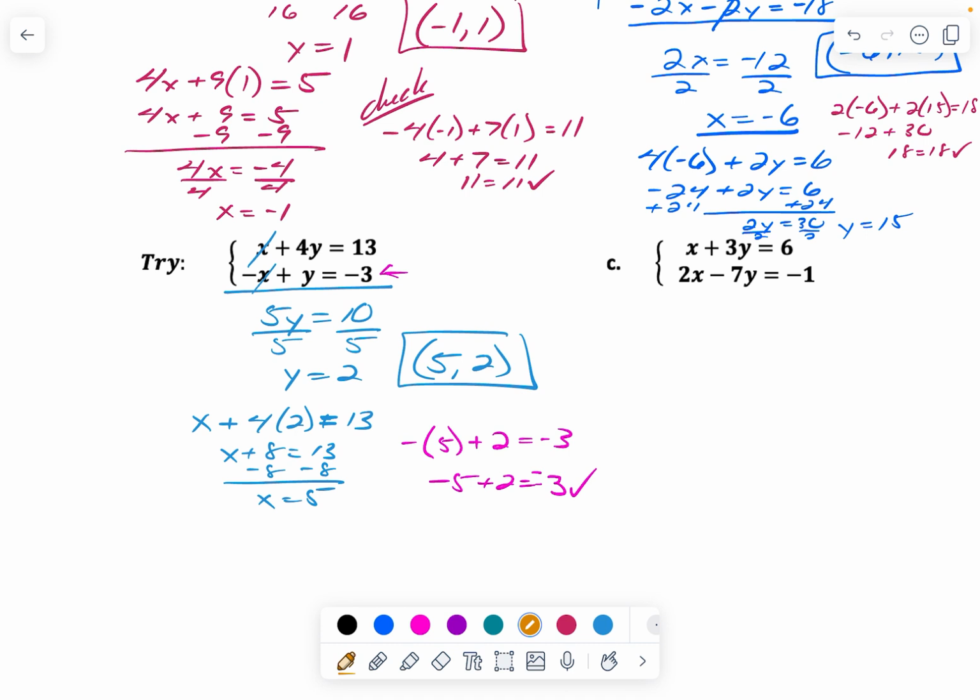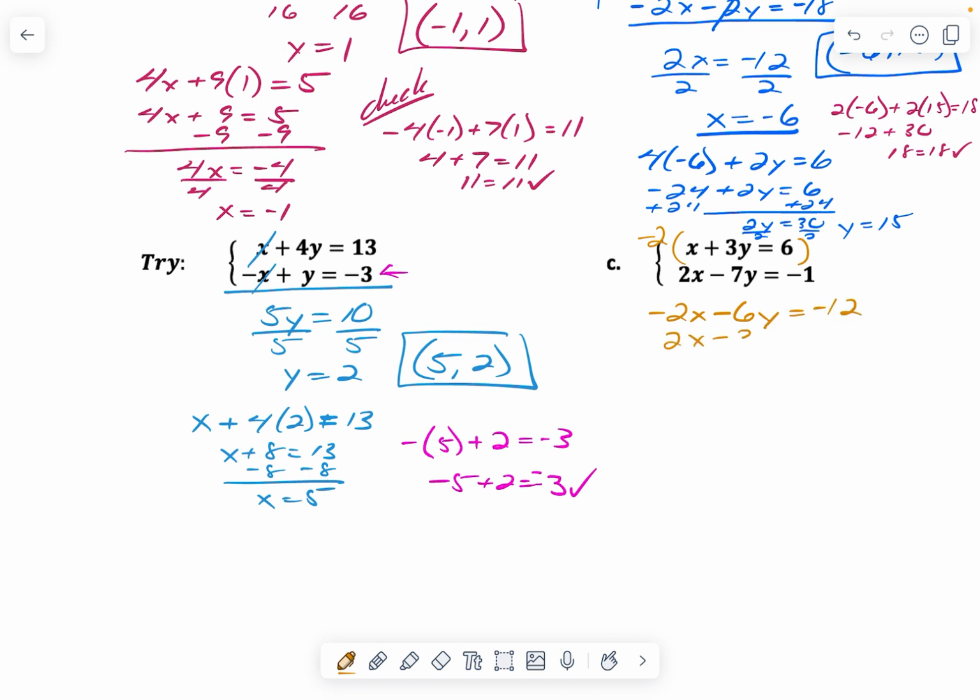All right, last one. Oh, nothing cancels out. However, if only this right here was negative 2x, then we would be all set. That would be the easier one to solve. Well, we can do that if we multiply everything by negative 2. So we're going to multiply everything in that first equation by negative 2, which is going to give me negative 2x minus 6y equals negative 12.